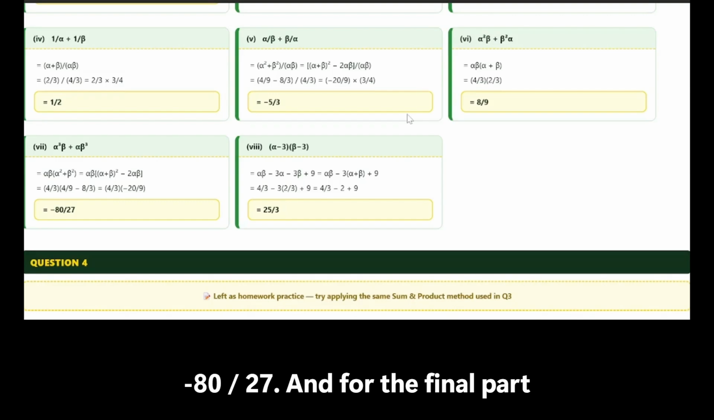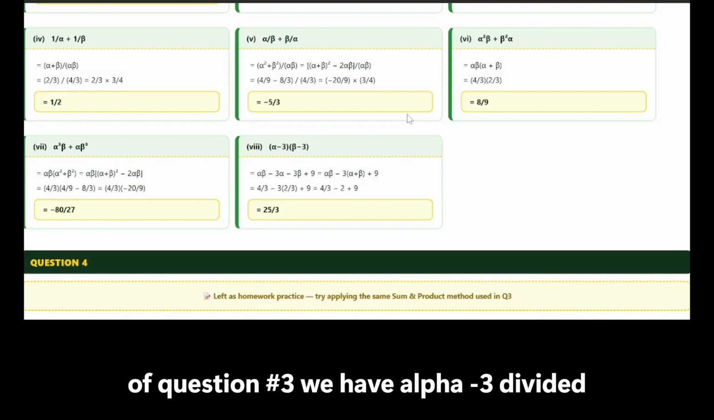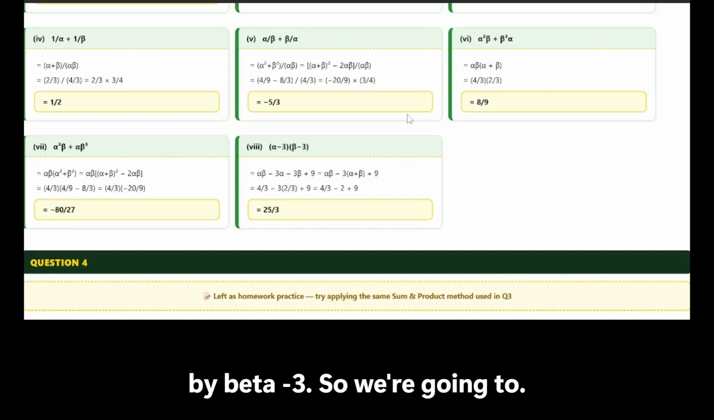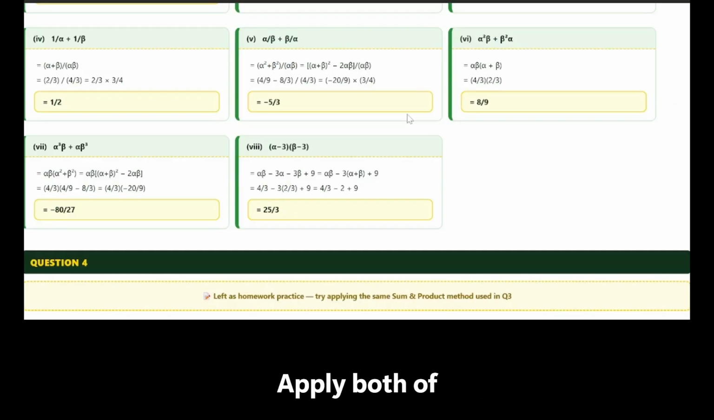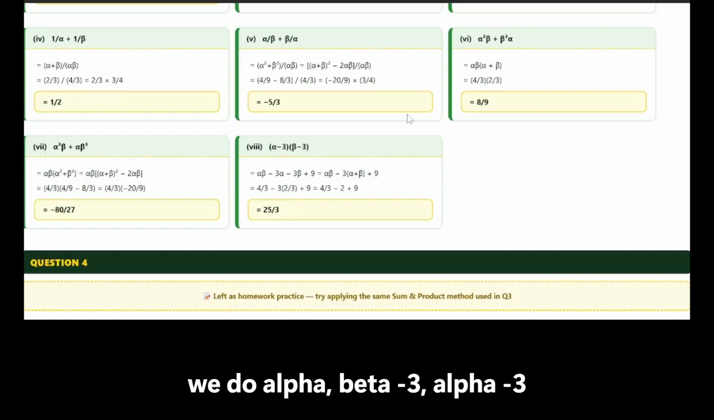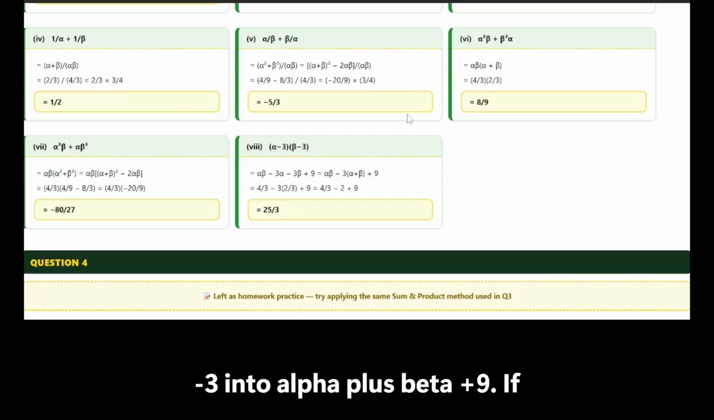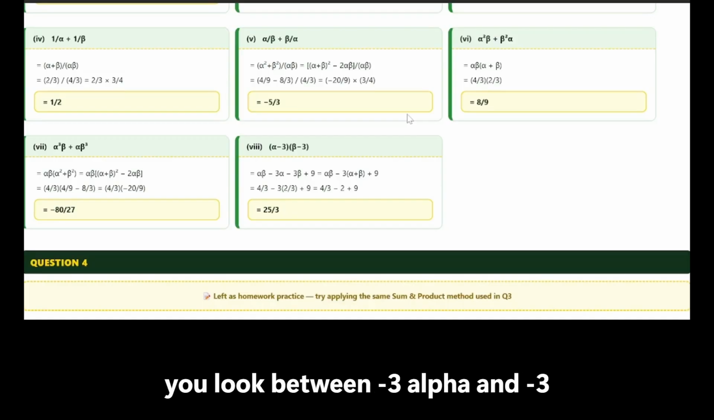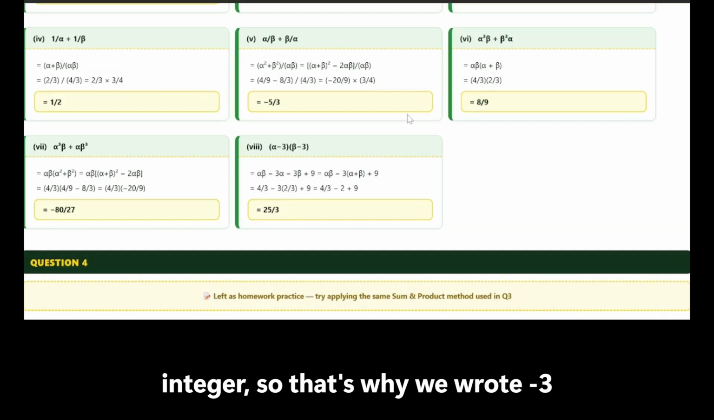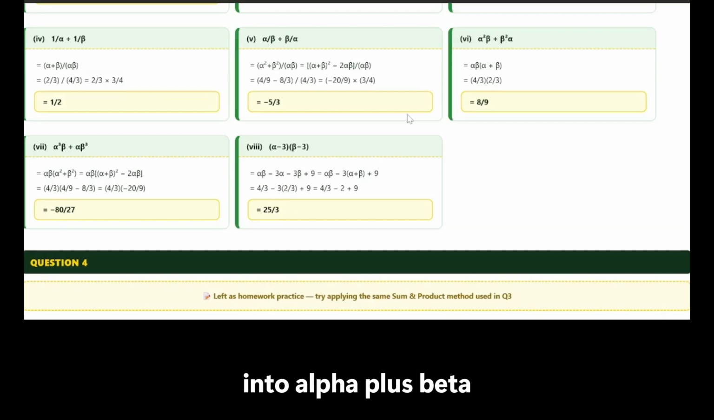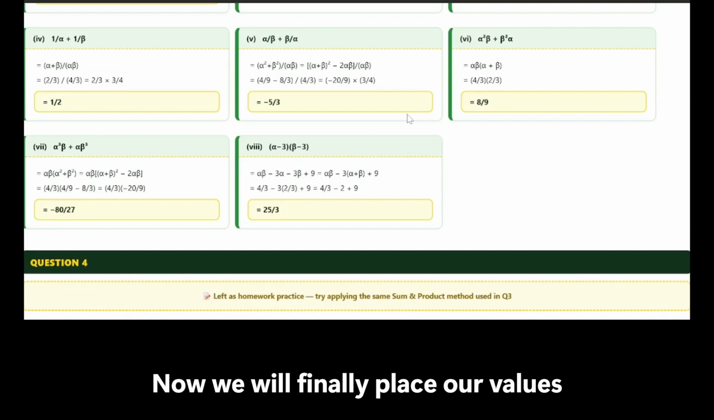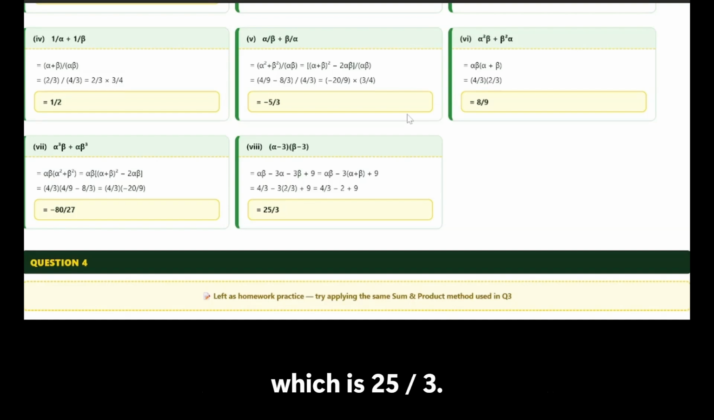And for the final part of question number 3, we have alpha minus 3 into beta minus 3. So we're going to multiply both of these factors: alpha beta minus 3 alpha minus 3 beta plus 9. That's equal to alpha beta minus 3 into alpha plus beta plus 9. If you look between minus 3 alpha and minus 3 beta, we took minus 3 as a common integer. So that's why we wrote minus 3 into alpha plus beta. Now we will finally place our values, which is 25 over 3.